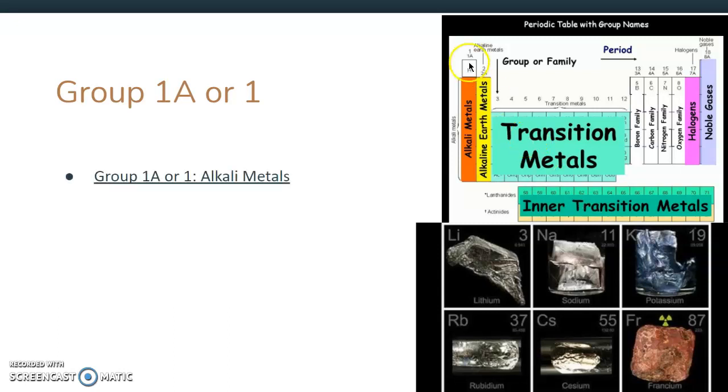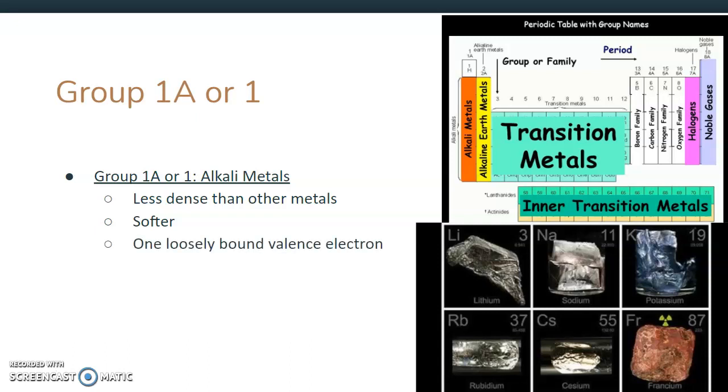Our alkali metals are in this first column. It's group 1A or column 1, it's all the same. These are metals, but they're less dense than other metals, which means they're not very well packed together. So they're a little softer and break really easily. They have 1 loosely bound valence electron, and they're extremely reactive.